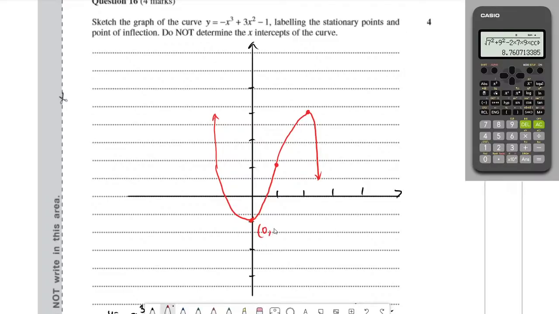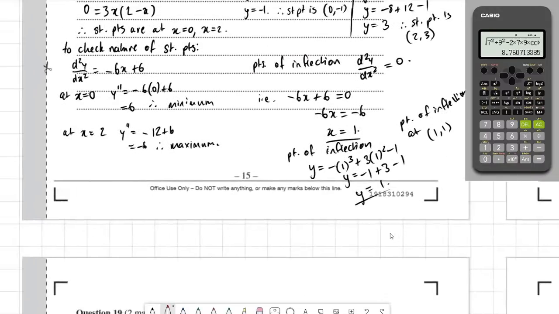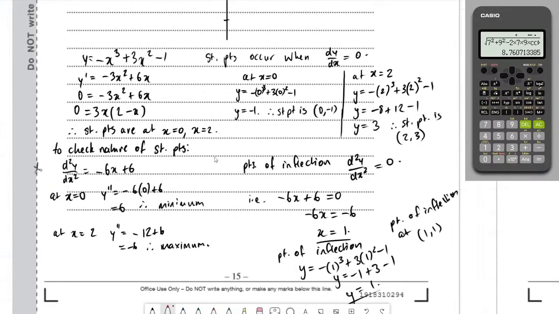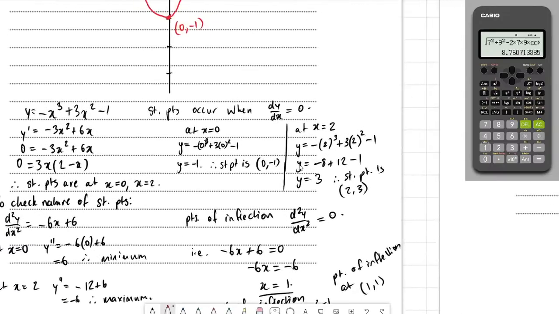So this is at 0, minus 1. This is at 2, 3, and this is at 1, 1. Okay, and there we go. So that's our graph of that one. That's our 4 marker. So it's actually quite a bit of work to do that in there. But just do your best with it. It's all about derivatives and second derivatives, so it's nothing that's too hard. It's just a lot of work.